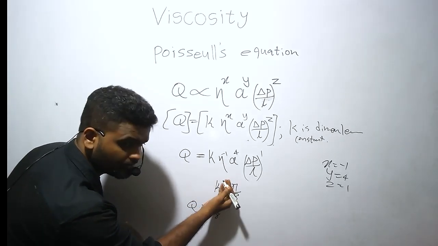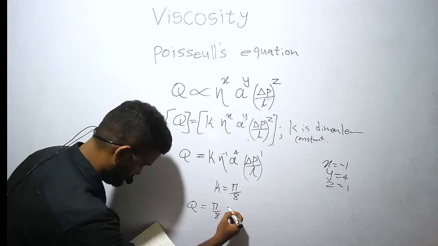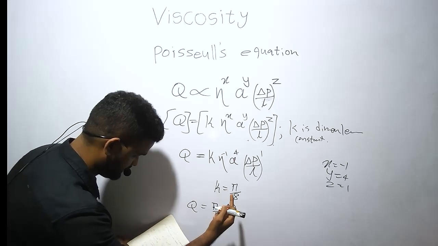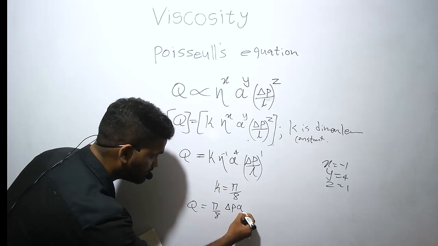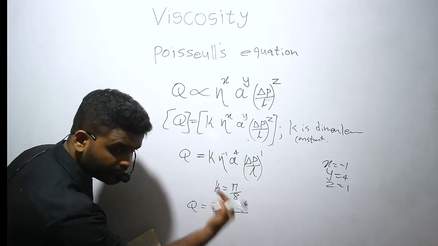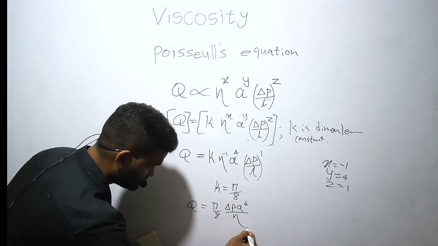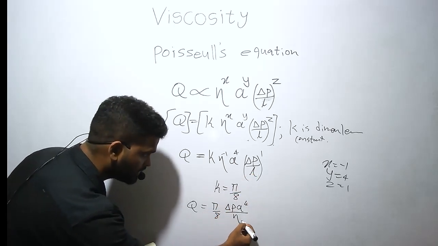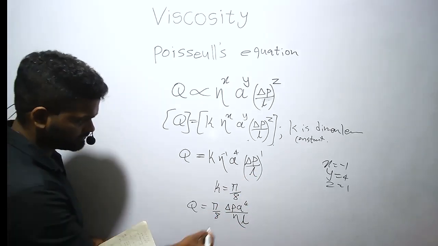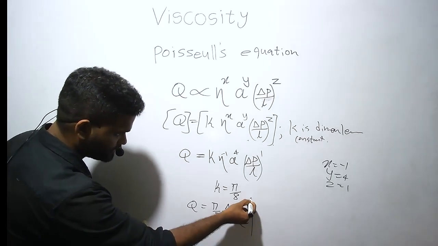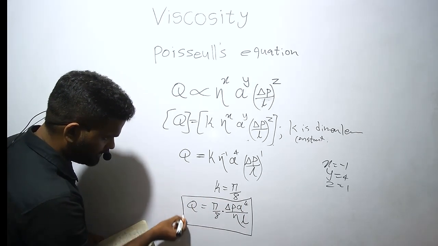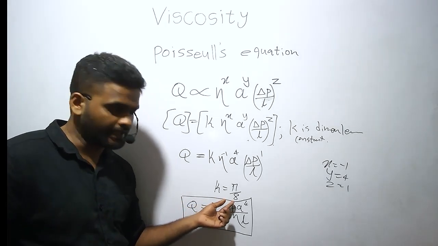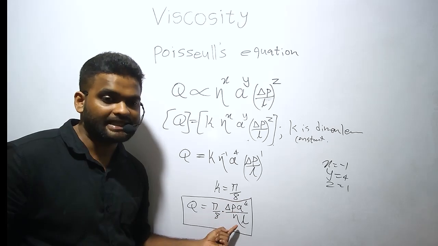This eta should be below, right? I'm going to write delta P here, A to the power 4. This eta goes below, to the denominator. And length is in the denominator already. Okay, this is what we call Poiseuille's equation. This Q is volume flow rate, right? Q is equal to pi over 8 delta P A to the power 4 over eta L.